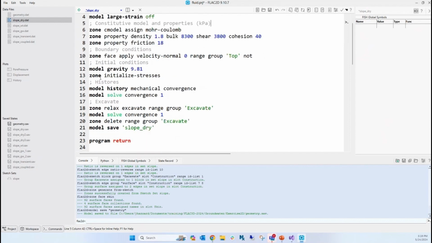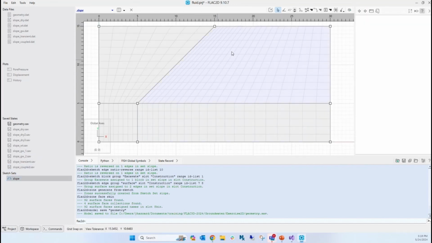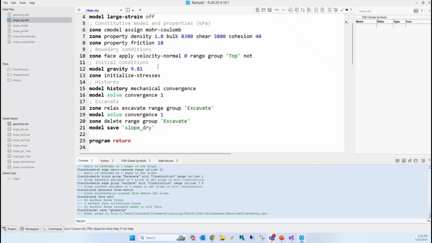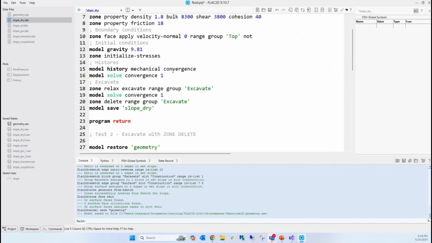We turn on gravity, we initialize the stresses. Remember that we're starting with this slope. So initializing the stresses is going to work out the stress due to gravity in this whole thing, including this piece here that we're going to excavate. We take a history, and then we solve it. It should solve really quickly. Everything should be balanced to start with.